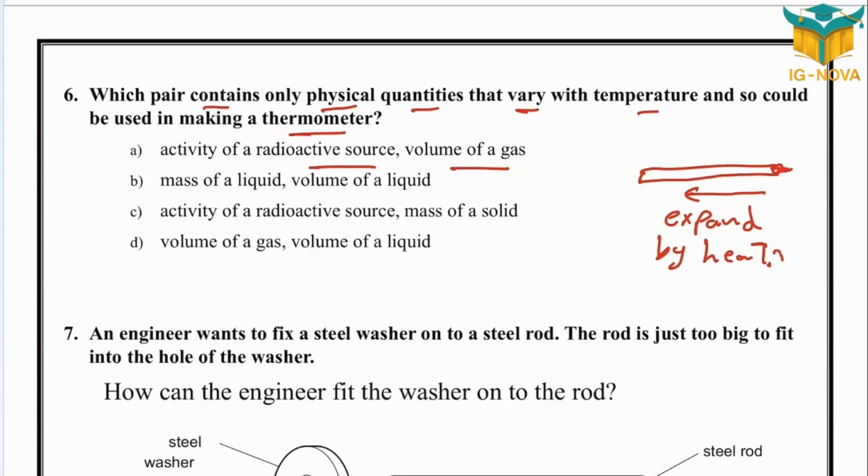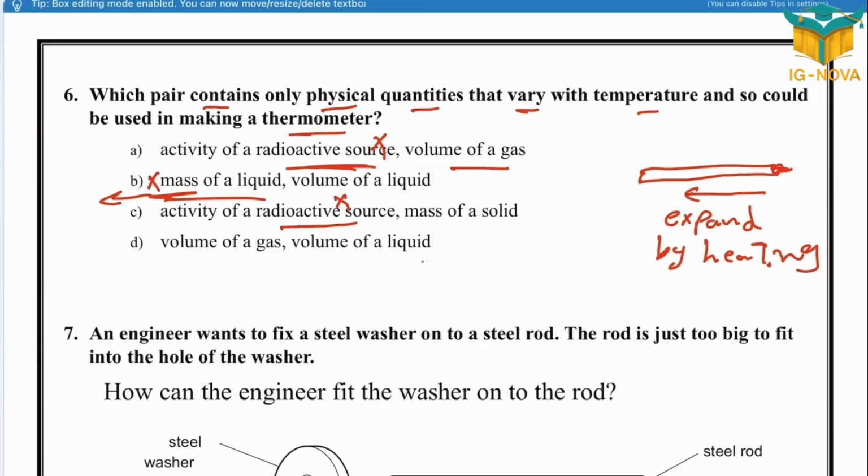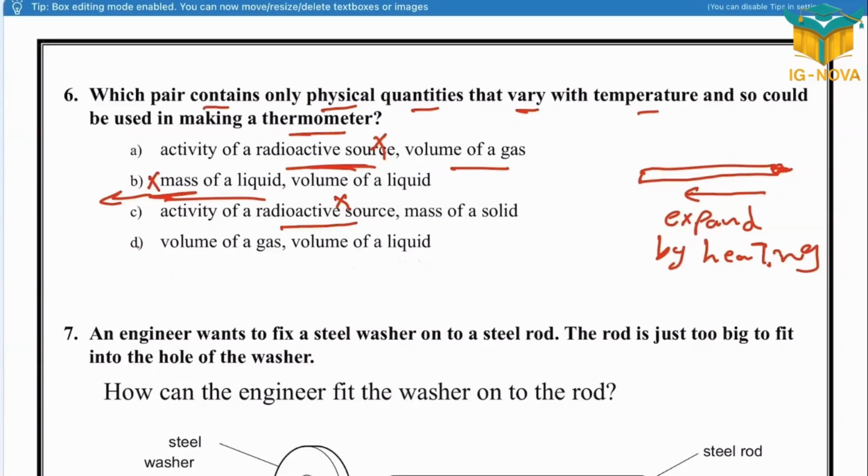So, cannot be radioactive source. I'm not going for A. Mass of liquid, actually, mass has no effect here. So, cannot be mass. Activity of radioactive source, still radioactive cannot be. While volume of a gas or volume of a liquid, so I'm gonna go for D.